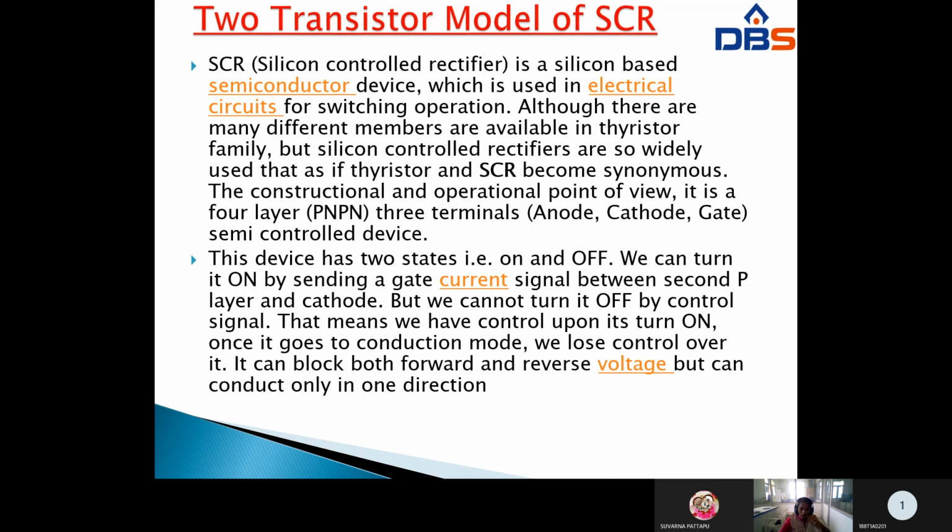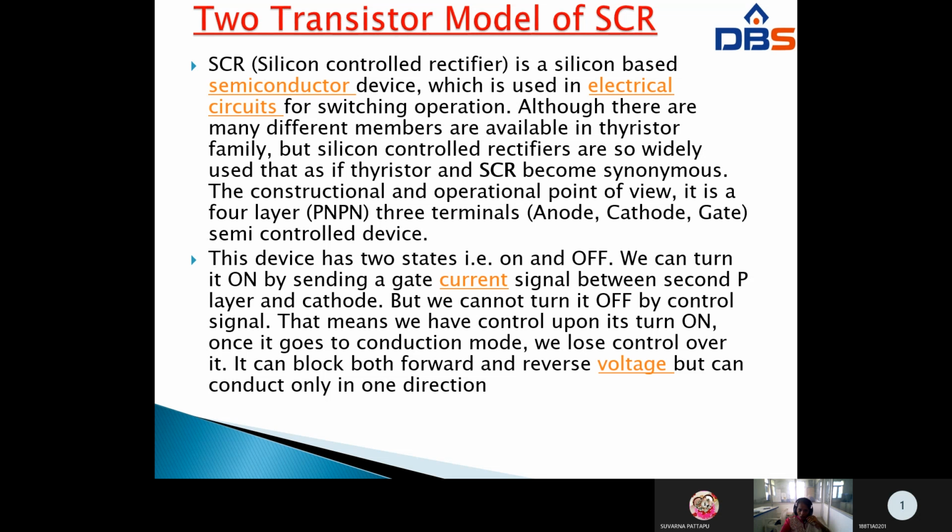Okay. So the silicon controlled rectifier is a silicon based semiconductor device which is used in electrical circuits for switching operation. Although there are many different members available in the thyristor family, the silicon controlled rectifier is so widely used that thyristor and SCR have become synonyms. From the construction and operational point of view, it is a 4-layer PN, 3-terminal (anode, cathode, gate) semi-controlled device. So this device has two states, on and off.